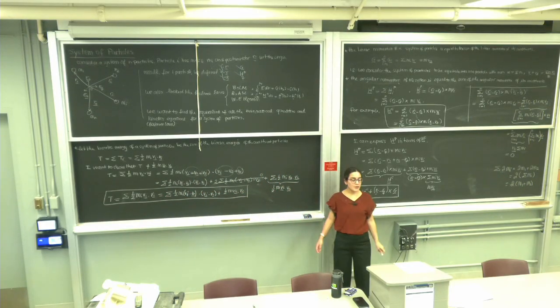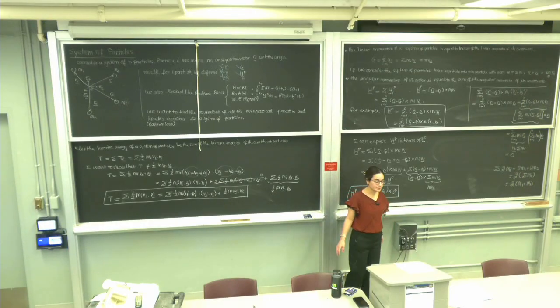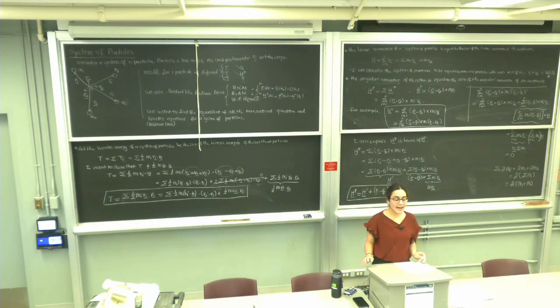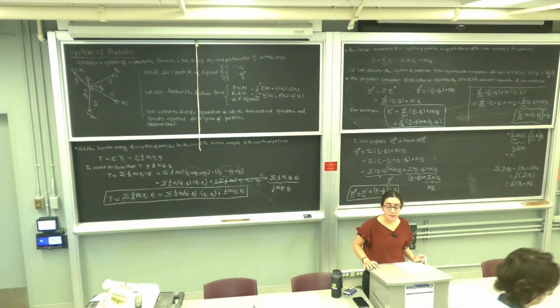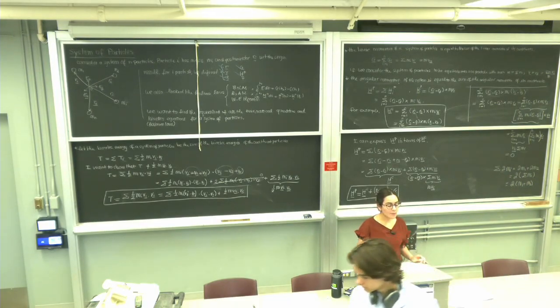Okay. So this is it. This is how we calculate the kinetic energy of the system. Usually it's easiest to calculate the kinetic energy by just summing the kinetic energies of the constituent particles. The sum of half MI VI squared.